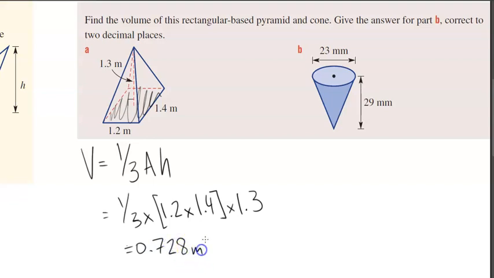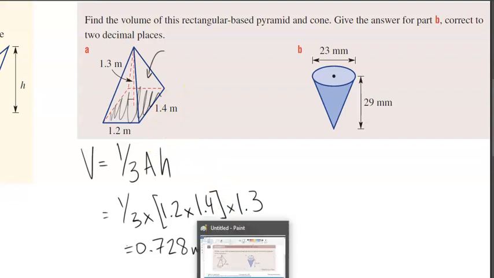And this is in cubic meters. In other words, this is saying that if for whatever reason we manage to get a tangible cube that's 1 by 1 by 1 meters, then close to 0.72, so nearly 3/4 of this cube should be able to fit within this rectangular based pyramid. That's how I like to visualize it.